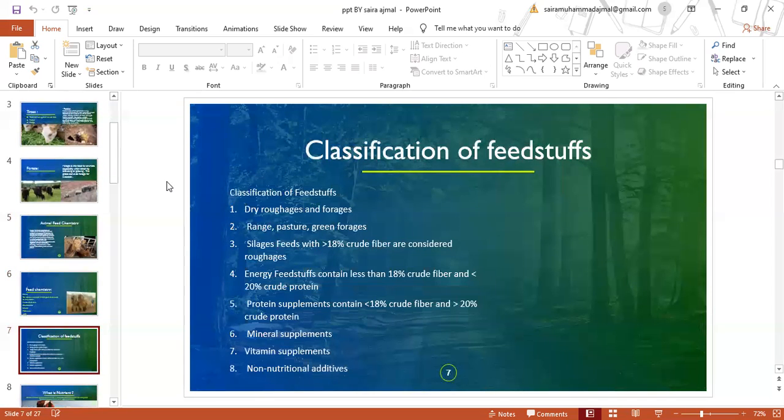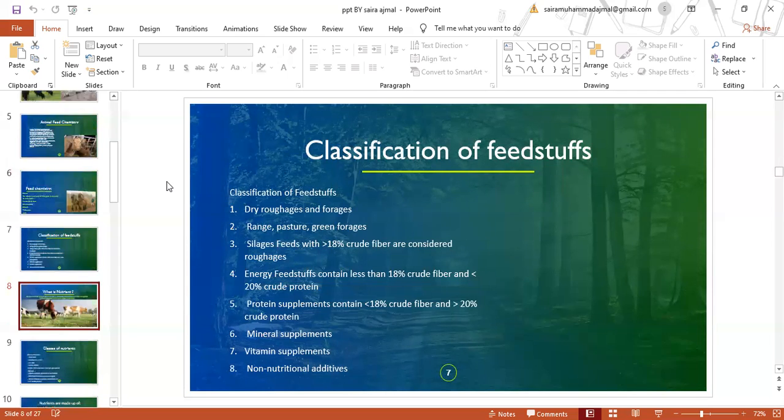Classification of feedstuffs: dry roughages and forages, range, pasture, green forages, silage. Feeds with more than 18% crude fiber are considered roughages. Energy feedstuffs contain less than 18% crude fiber and less than 20% crude protein. Protein supplements contain less than 18% crude fiber and greater than 20% crude protein. Mineral supplements, vitamin supplements, non-nutritional additives.